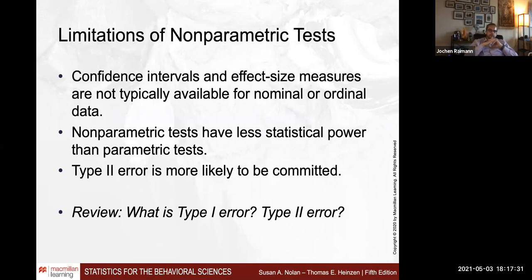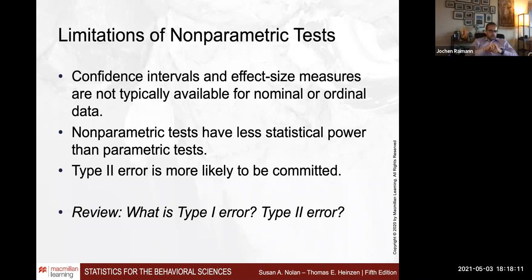Good, the limitations of non-parametric tests. Confidence intervals and effect measures are not typically available for nominal or ordinal data. True to some extent, but most statistical software can still compute them for you, so you still get confidence intervals and effect size measures. Non-parametric tests have less statistical power than parametric tests because they account for smaller sample sizes, and obviously they have different degrees of freedom because they're looking at nominal variables.